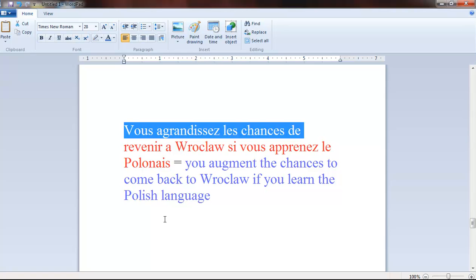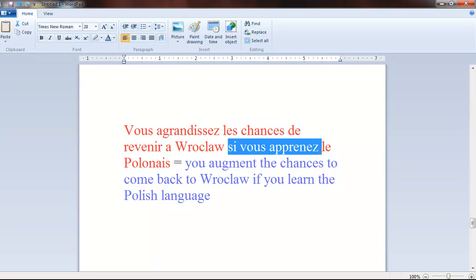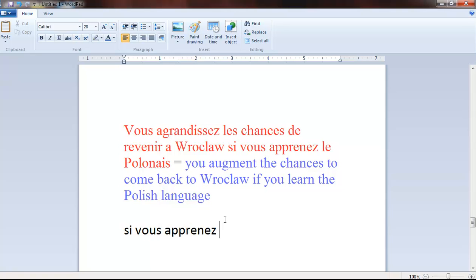Vous agrandissez, you augment. Les chances, the chances, the probabilities, the odds. De revenir à Wrocław, to come back to Wrocław. Si vous apprenez le polonais, if you learn the Polish language. If you learn. Si, it means if. Okay.